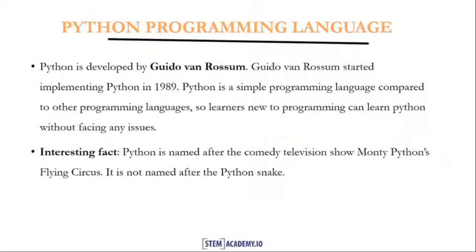Python is developed by Guido van Rossum. Guido van Rossum started implementing Python in 1989. Python is a simple programming language compared to other programming languages, so learners new to programming can learn Python without facing much issues. Interesting fact about Python: Python was named after a comedy television show called the Monty Python Flying Circus. It is not named after the Python snake. In our next slide, we will see some features of Python programming language.